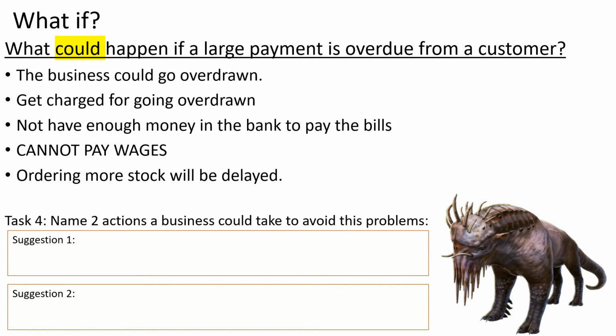So task 4, name 2 actions a business could take to avoid these problems. So what could they do to avoid getting charged for an unauthorised overdraft or getting charged for any overdraft? What could they do to avoid not paying wages, because that's not a good situation to be in with their workforce? And what could they do in terms of ordering more stock, because they need more stock to make more sales and they've got this bill coming in for payment. Possibly the word timing is coming in here, but that's only one suggestion. There is another answer to do with the overdraft. Fill in the 2 suggestions, please.